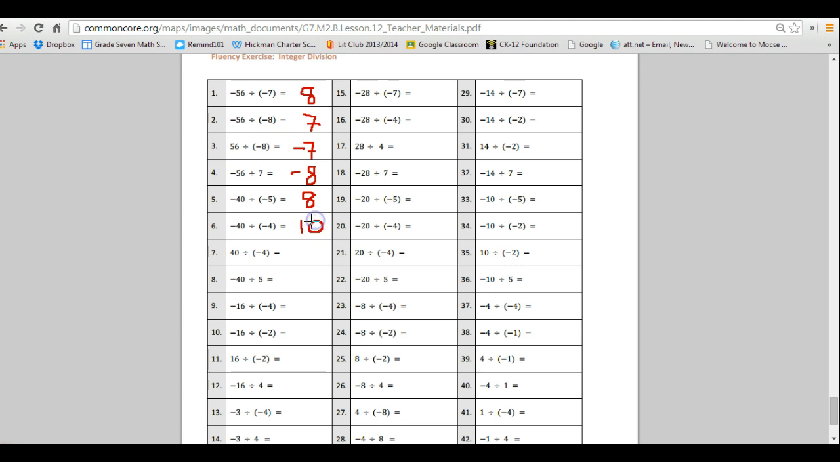Okay, because I know 40 divided by 4 is 10. These are different signs, so it's going to be a negative 10 now. Oh, well, here we are back to 40 and 5 and different signs, so we're going to have a negative answer. Similar signs, positive answer. Similar signs, positive answer again. Different signs, negative. Different signs, negative. And it's that simple.